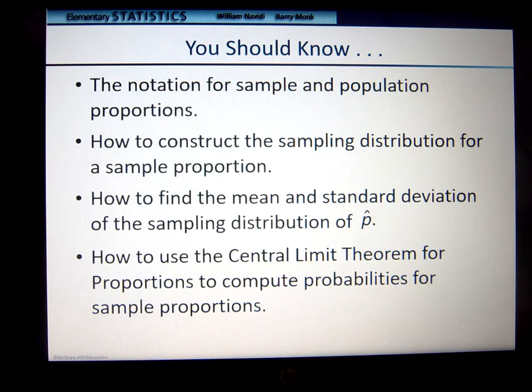Oh, guess what? We are done. Notation for sample and population proportions, how to construct a sampling distribution for the sample proportion, how to find the mean and standard deviation using the sampling distribution of p hat, how to use the central limit theorem for proportions to compute the probabilities for sample proportions.